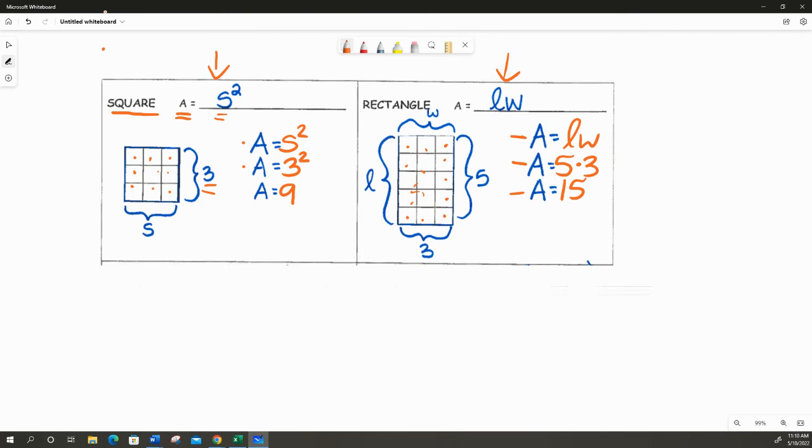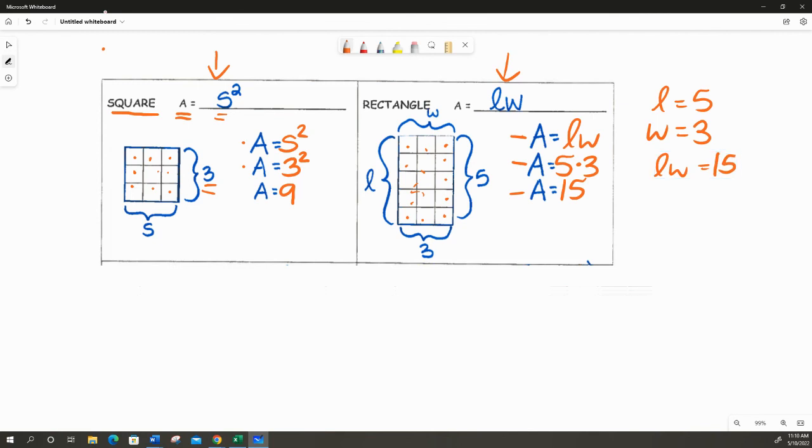Now you can use Desmos for something like this. In Desmos, for instance, if you're doing a rectangle, you would say L equals 5, and then you would say W equals 3. And then in Desmos, all you would have to do is type LW, and it'll automatically calculate it for you, which would be 15.